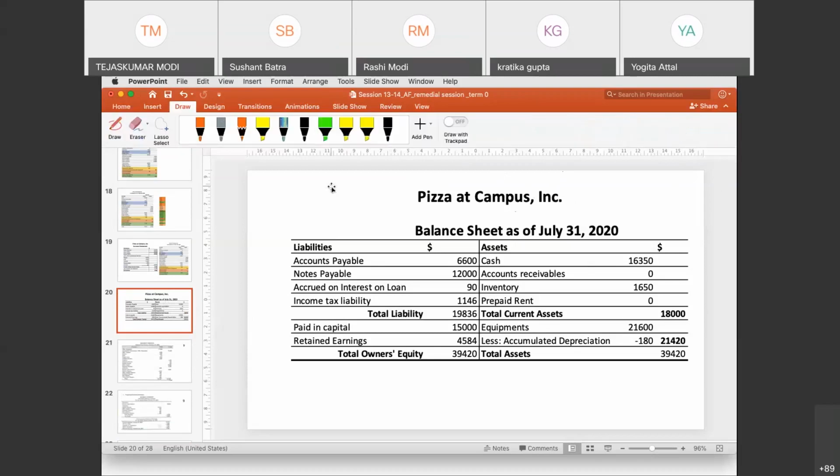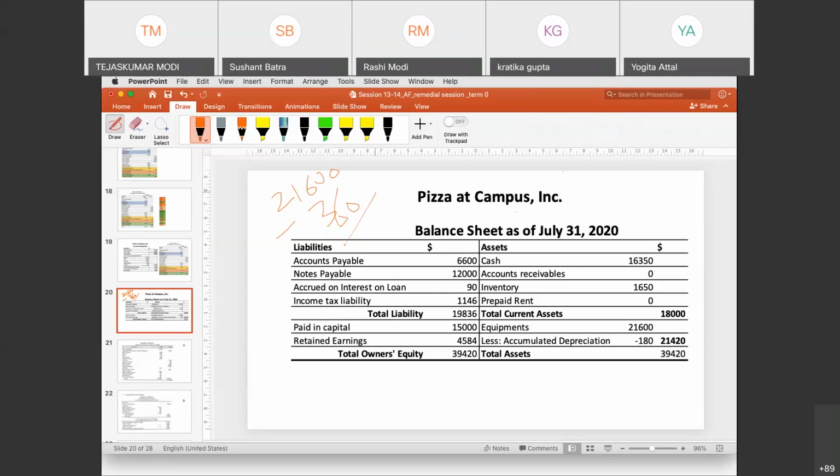Let's say next year the accumulated depreciation is 360. So this is how it would look: 21,600, minus 360. You show both, so you are not adjusting. Adjusting means you are deducting. You are not deducting, right? You are showing both. Make sense, beta? Okay.